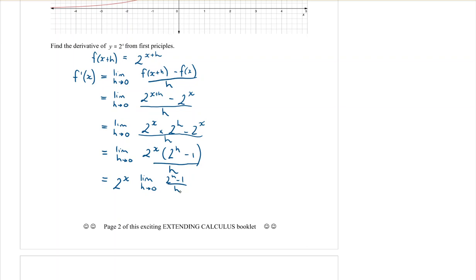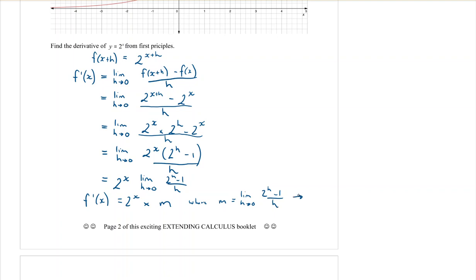Okay, so that means what I've discovered is my derivative is 2 to the power of x times the limit as h approaches 0 of 2 to the power of h minus 1 all over h. That would just be equal to some number, which we're going to call m. We probably should write in there where m is equal to the limit as h approaches 0 of 2 to the power of h minus 1 over h.